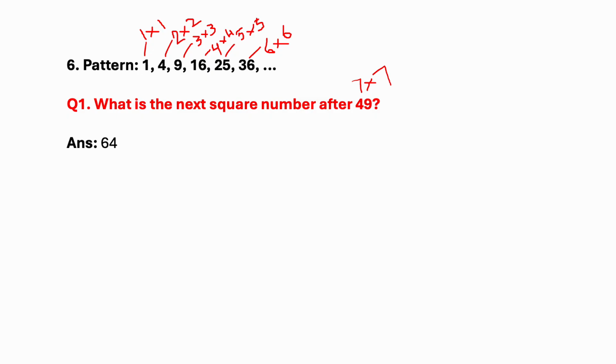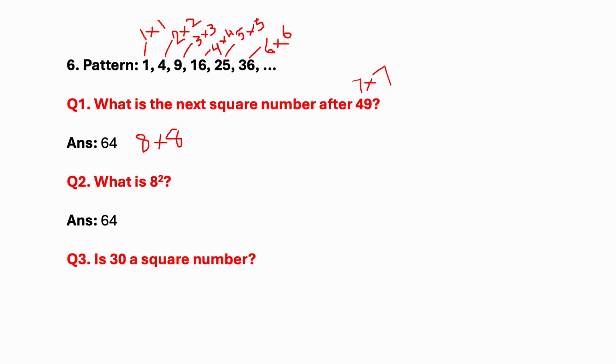So what is the next square number after 49? 8 into 8 is 64. What is 8 square? That is 64. Then, is 30 a square number? No, 30 is not a square number. 5 square is 25. 6 square is 36. 30 is not a square number.